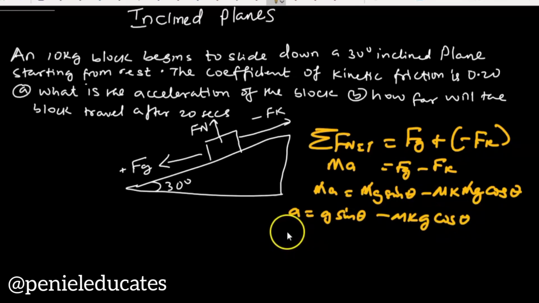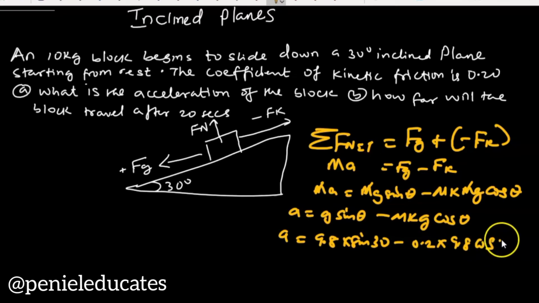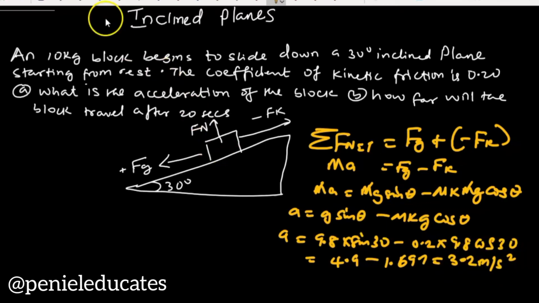So a will be, taking g to be 9.8, 9.8 multiplied by sine 30, minus mu k, which we're given as 0.2, multiplied by 9.8 cos 30. Do your arithmetic very well. We have 4.9 minus 1.697, and our answer will be 3.2 meters per second squared. That's our acceleration.